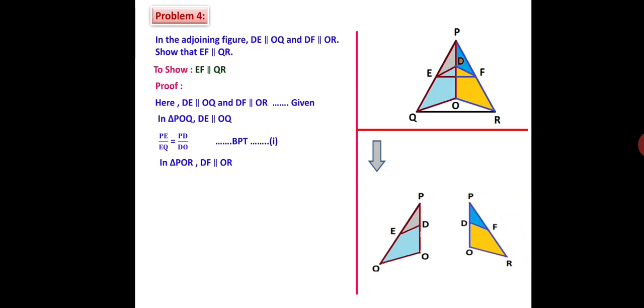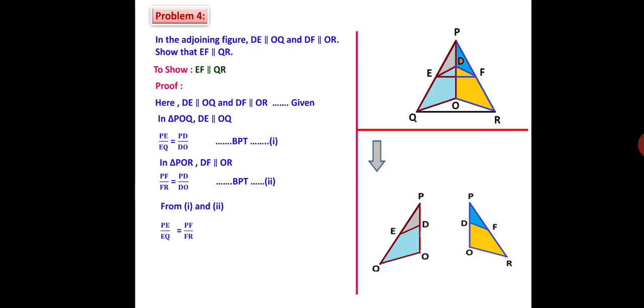In triangle POR, DF is parallel to OR. Therefore, again by using the basic proportionality theorem, you can write PF upon FR is equal to PD upon DO. This is statement number 2. From 1 and 2, the right hand side is the same. Therefore, you can write PE upon EQ is equal to PF upon FR.